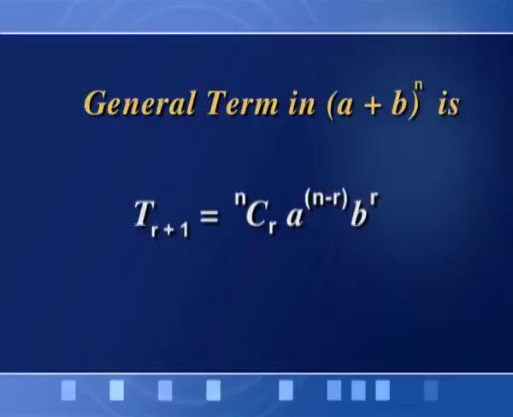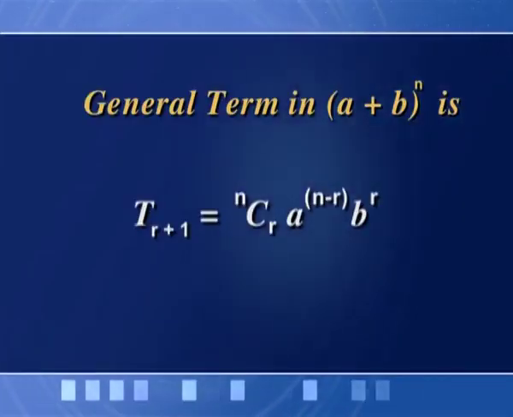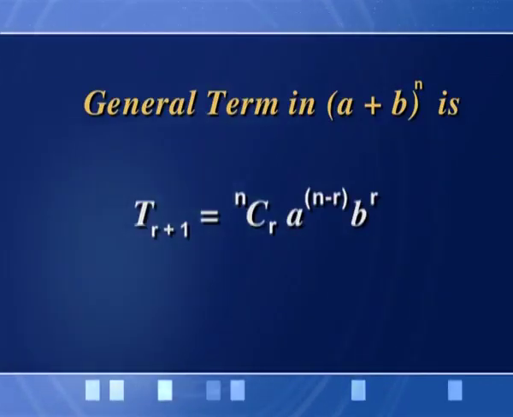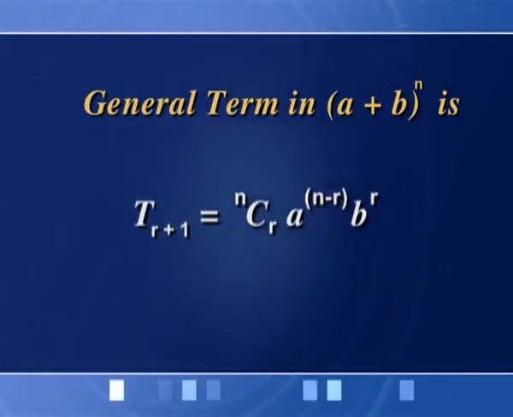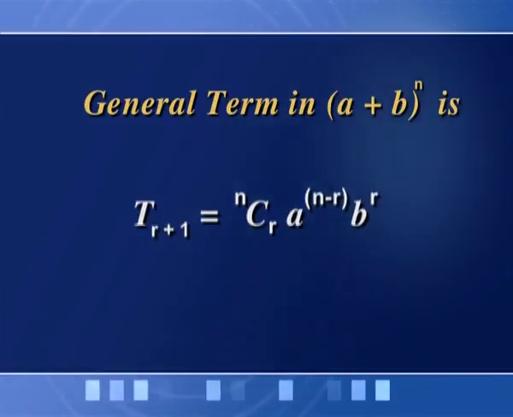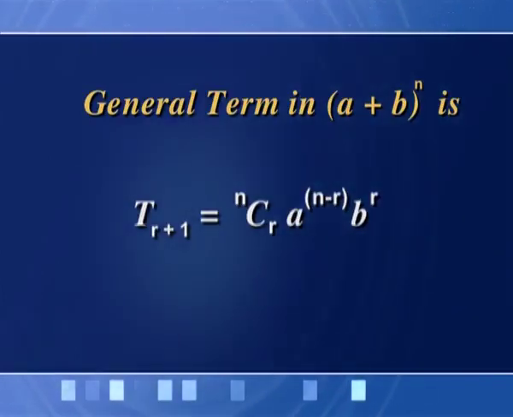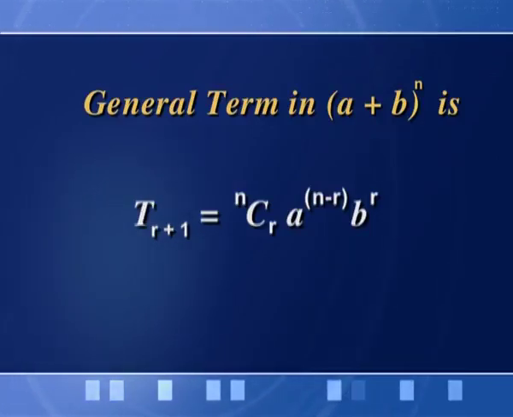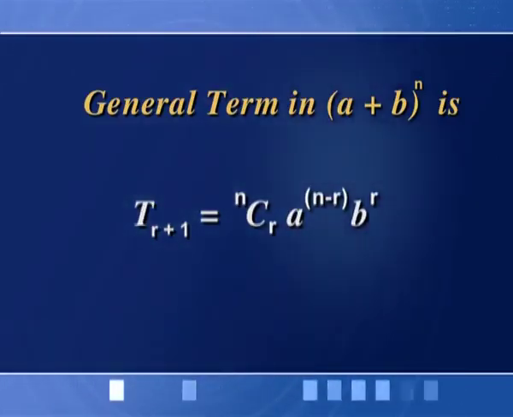General term means the term which is applicable for all the terms in the expansion of (a + b)^n. So the general term is nCr a^(n-r) b^r. The general term is generally represented by T(r+1).